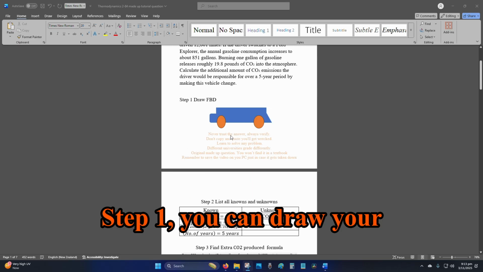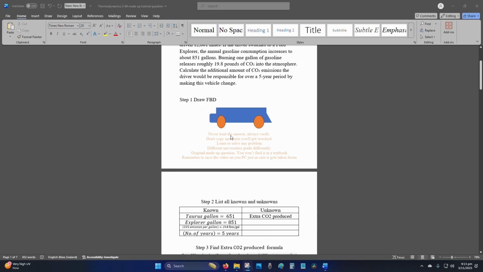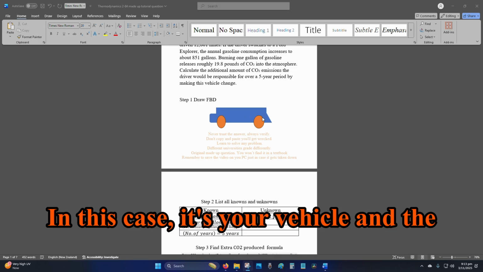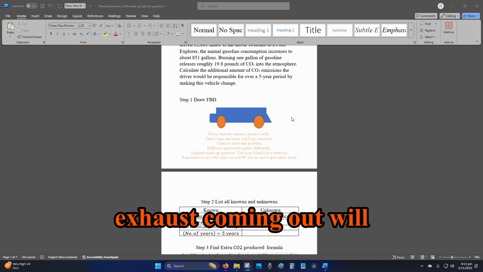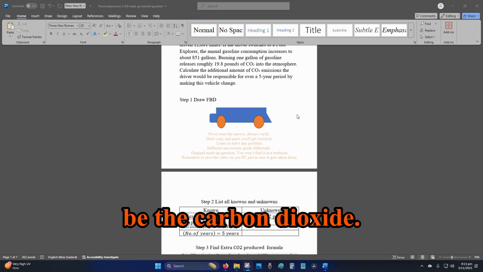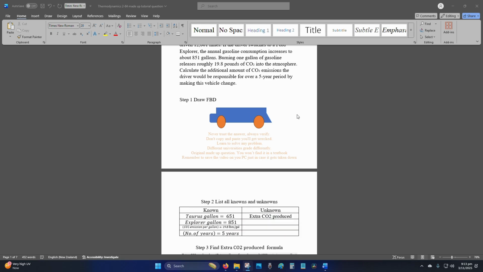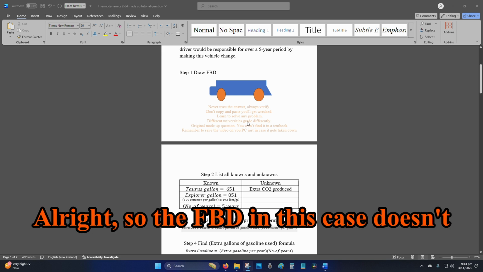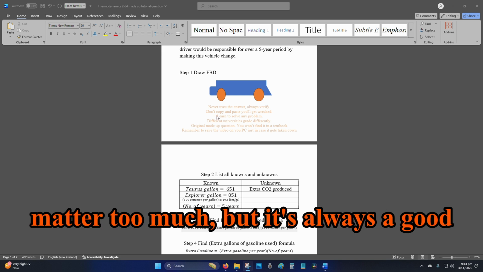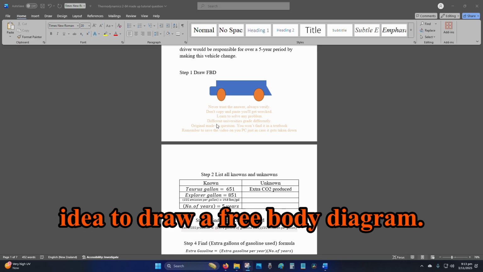Step 1, you can draw your free body diagram, your FBD. In this case, it's your vehicle and the exhaust coming out will be the carbon dioxide. Alright, so the FBD in this case doesn't matter too much, but it's always a good idea to draw a free body diagram.